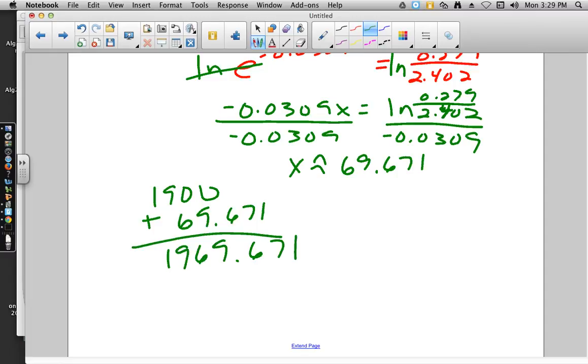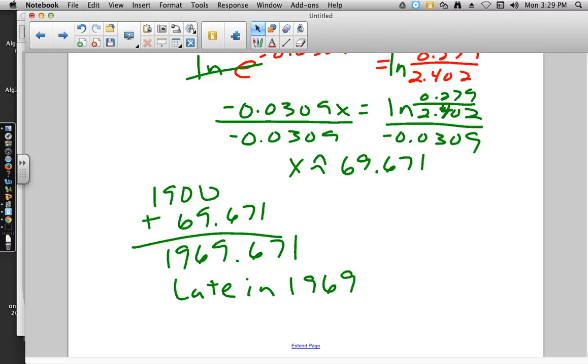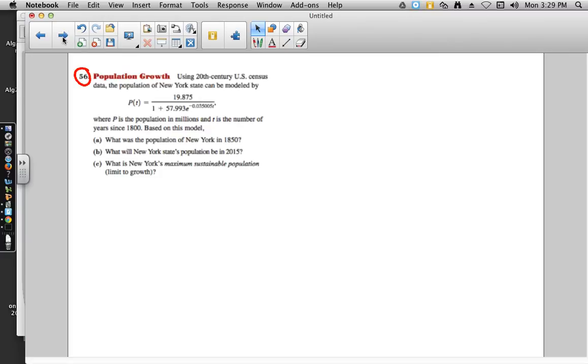But the reason I kept that decimal again is to show you it's going to be late in 1969 because we're more than halfway through that year. So that was one of the things we talked about in the lesson today, was keeping track of, are we talking about census years for population? Are we talking about fiscal year as in business? All of those things are important differences when you're actually doing this in the real world.